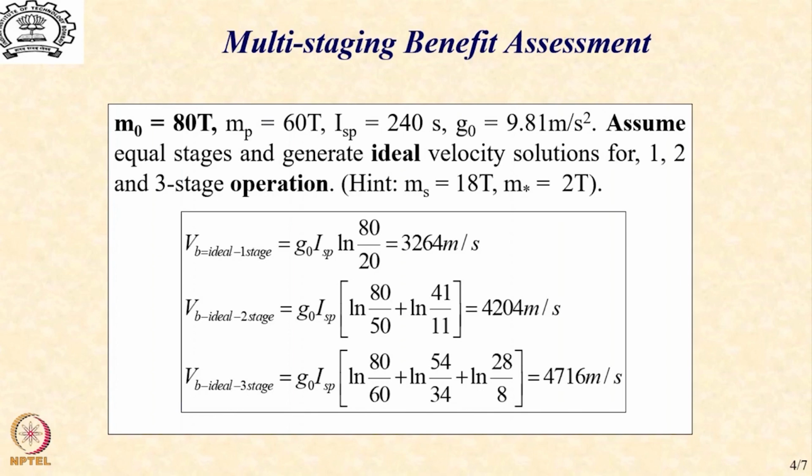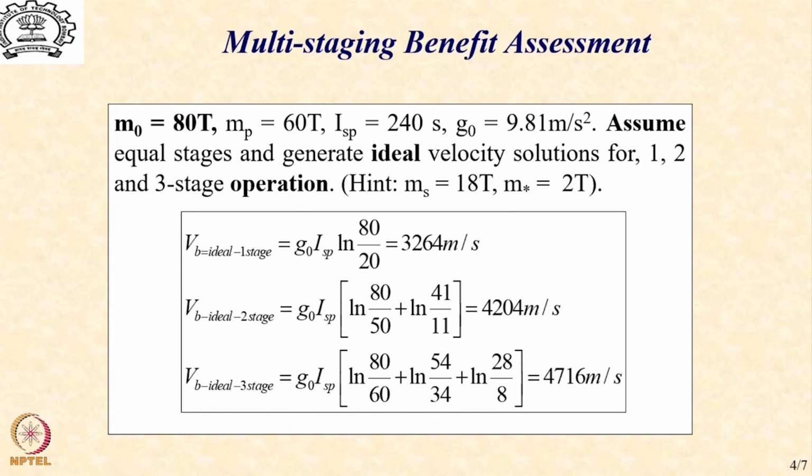So the second stage will start with only 41 tons, burn the 30 ton propellant and end up with only 11 tons of final mass, of which 2 ton will be the payload and 9 ton will be the remaining shell of the second stage, which anyway cannot go anywhere. And you realize that in this process, your velocity increment is almost of the order of 1 kilometer per second. A fairly significant increase in your velocity capability by just converting into a two-stage operation.